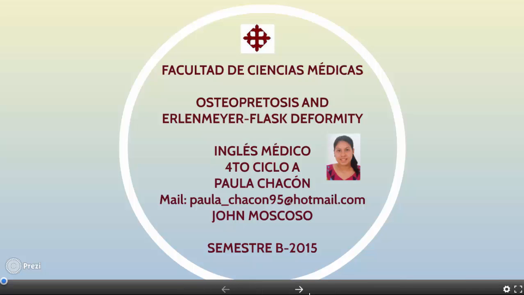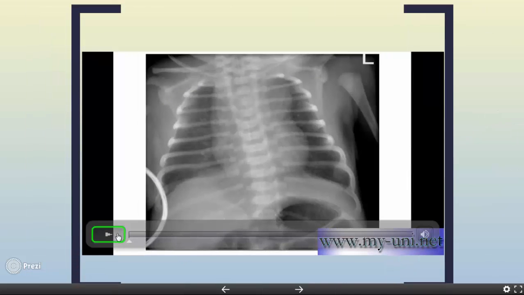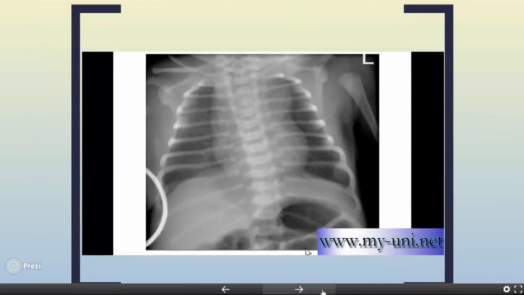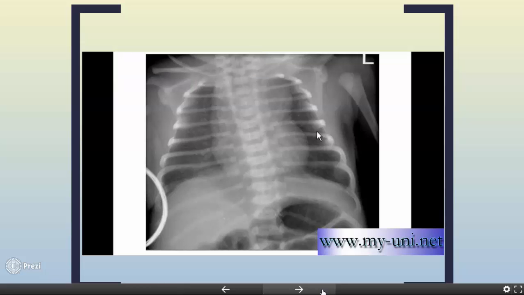Osteopetrosis and Erlenmeyer-Flask deformity. Okay, a neonatal chest X-ray is in front of us. A normal neonatal X-ray, and I want you to look at the ribs and the other bones that are visible.